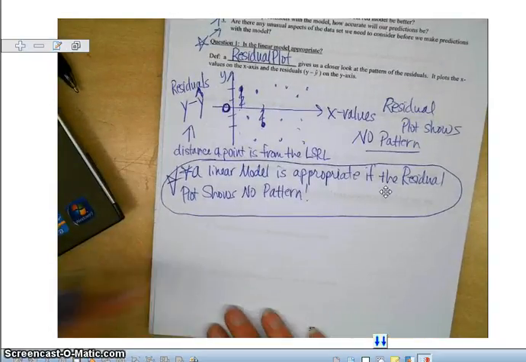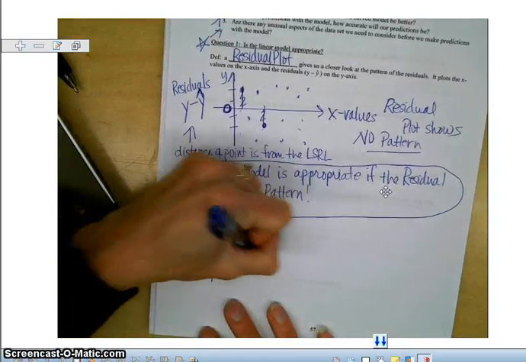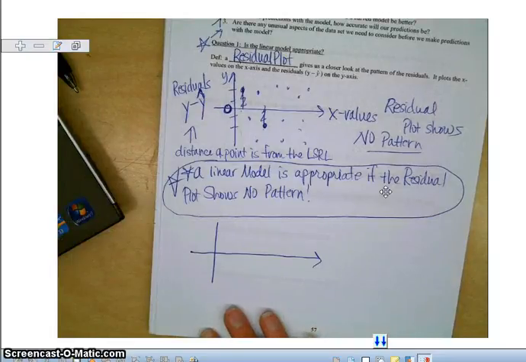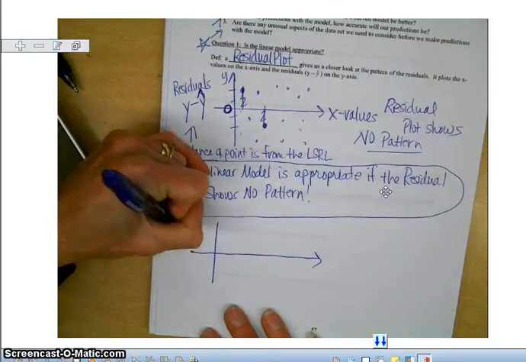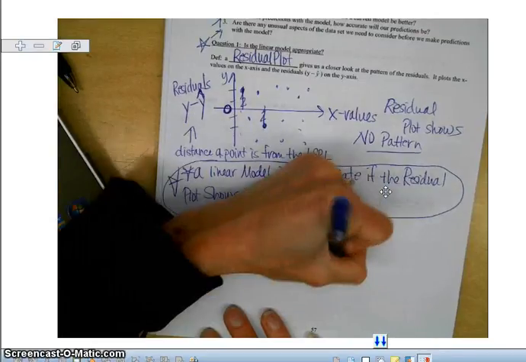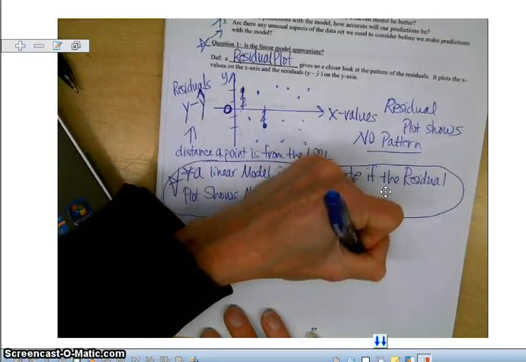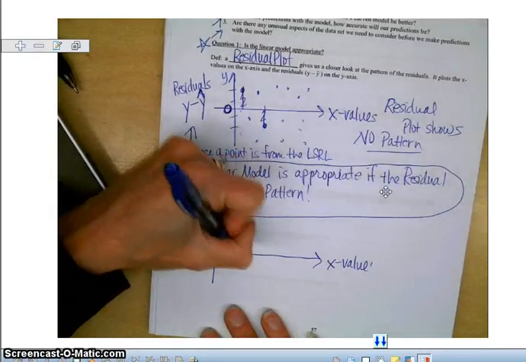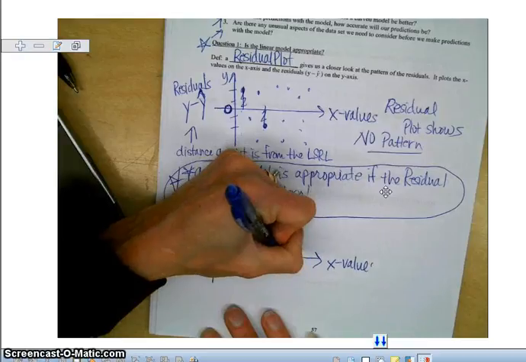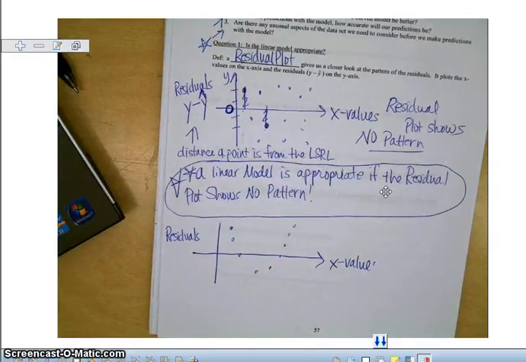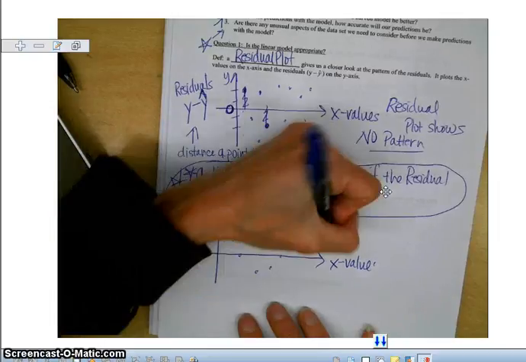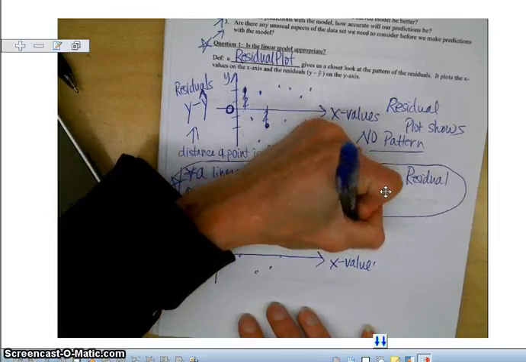Okay, so what does it mean? How do you tell if a linear model is not appropriate? Well, if I graph the residuals over here and the x values on the x-axis, and I get a residual plot that looks like this, would you say there's a pattern there? This has a pattern.